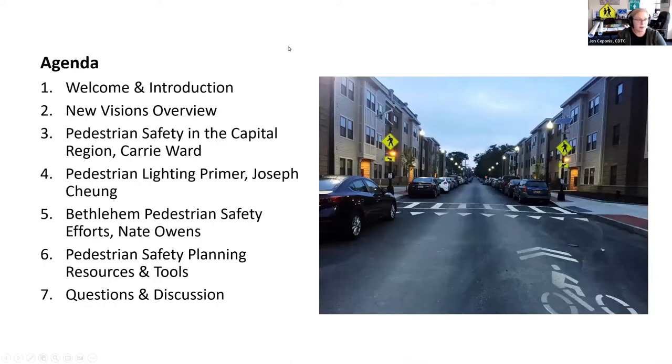So with that, I'm going to pass it to Carrie Ward, who's going to talk about CDTC's safety planning initiatives. And Carrie, if you just let me know when you want me to move to the next slide, I will do that. Sure, thanks.